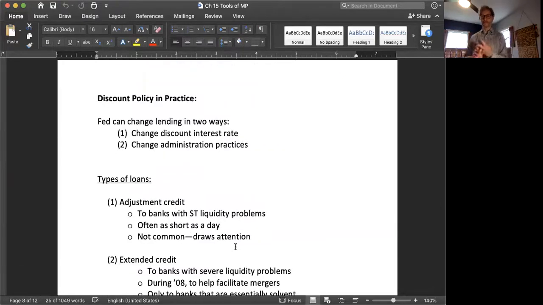Let's talk about the other two tools that the Fed could use to change the money supply. But in practice, they don't really use these. One is to change discount policy, meaning they're lending to banks. The Fed could do that by changing the discount interest rate, or they could change its administration. In other words, they could just make it easier for banks to borrow money. So the Fed can encourage banks to borrow from them without changing the interest rate, by just telling them that they're not going to have to jump through all the hoops that they usually do to borrow from the Fed.